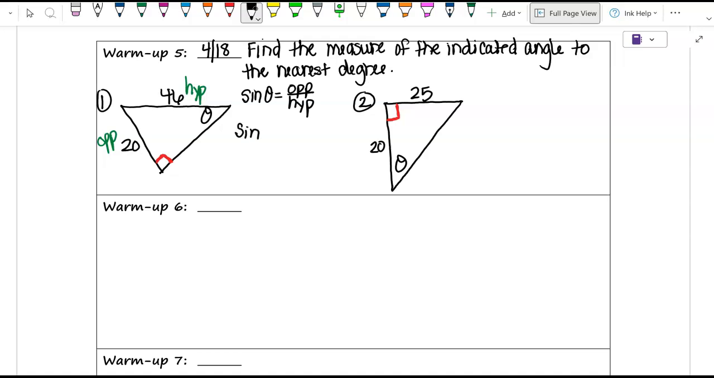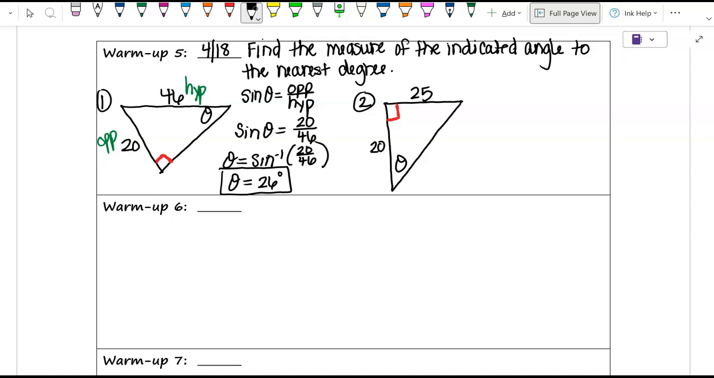So the sine of theta in this case is going to be 20 divided by 46. Anytime I'm looking for the angle is where I always have to use that inverse. So theta equals the inverse sine of 20 divided by 46. And if I'm rounding to the nearest degree, what is the measure of this angle? 26 degrees. But again, we have to know to do our inverse sine of 20 divided by 46.